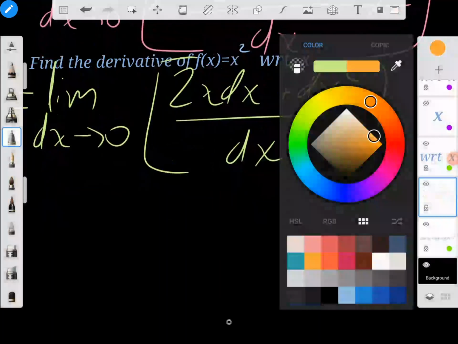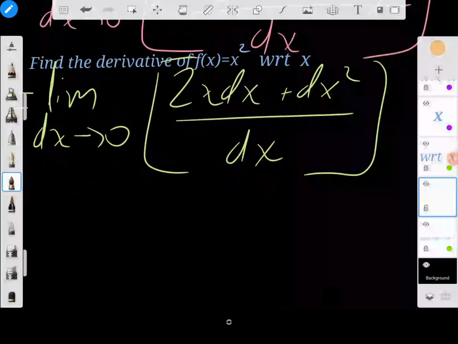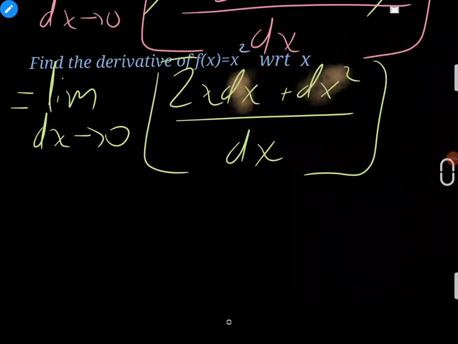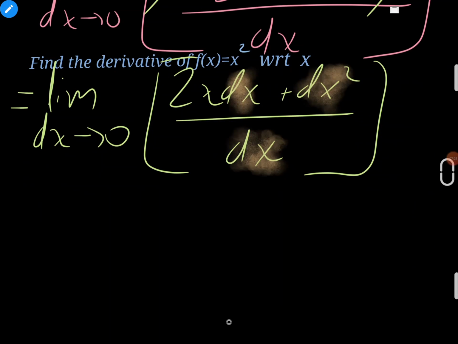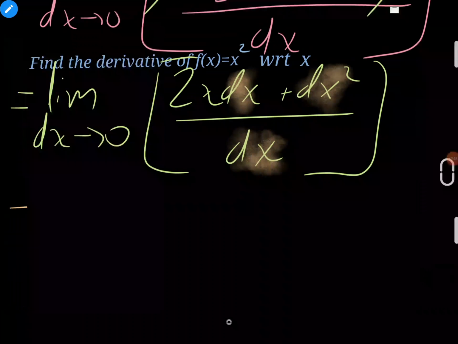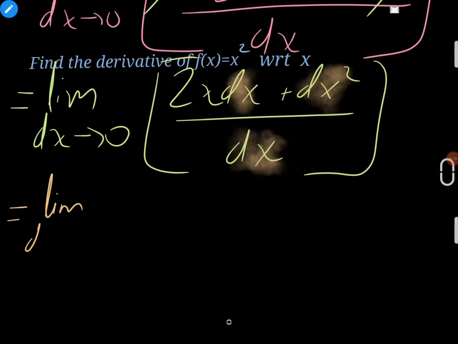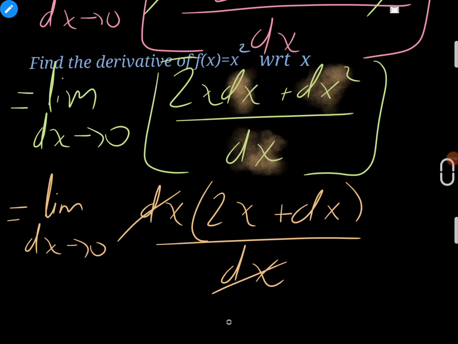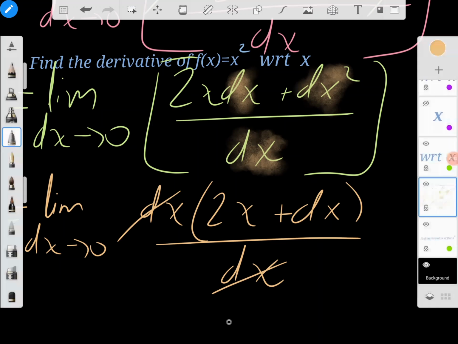I can see that dx is here, dx square is here, and dx is here. So there's a dx in every term, so what I can do is take the dx out. It will be limit dx tends to 0, dx I'm taking common, so (2x plus dx) whole divided by dx, and dx and dx get cancelled. Then what do you have?